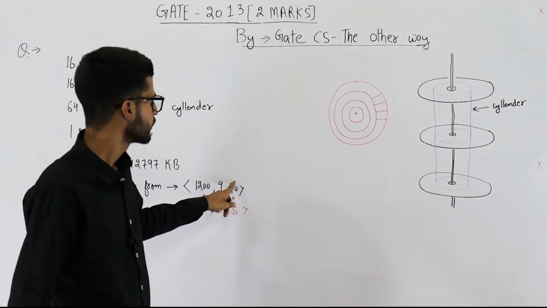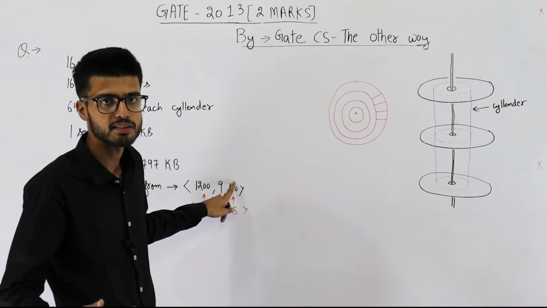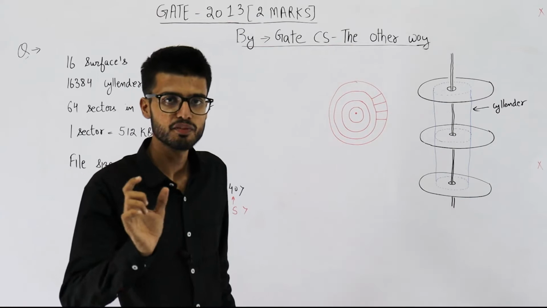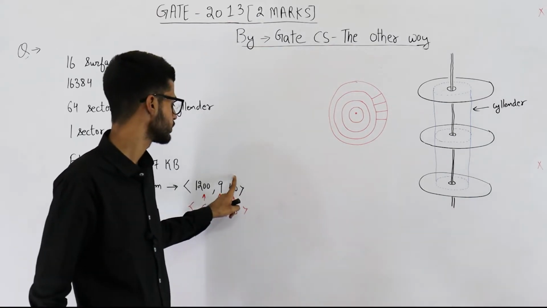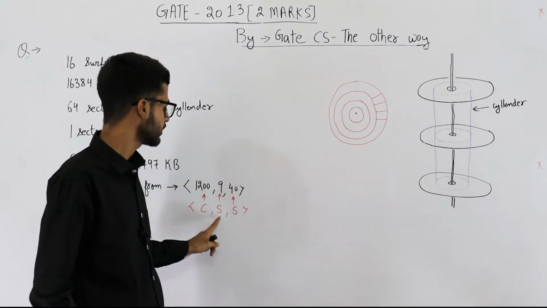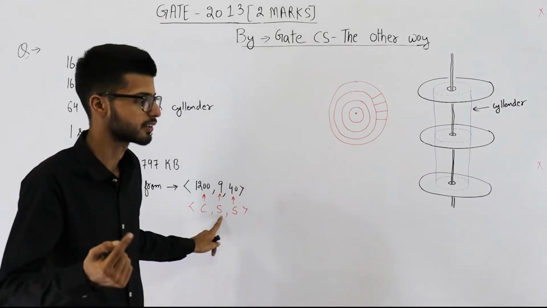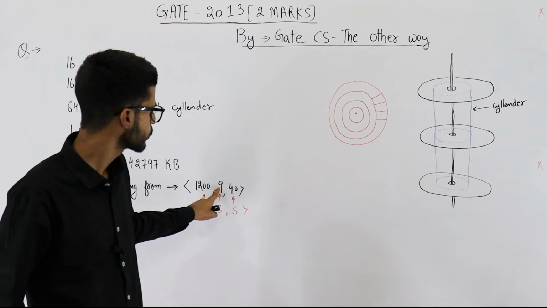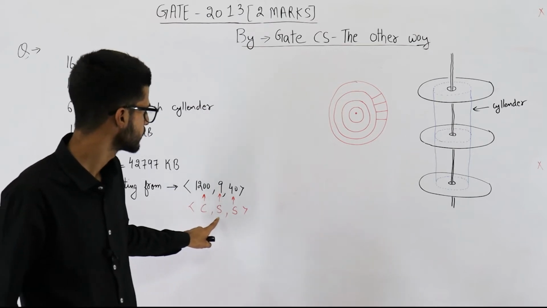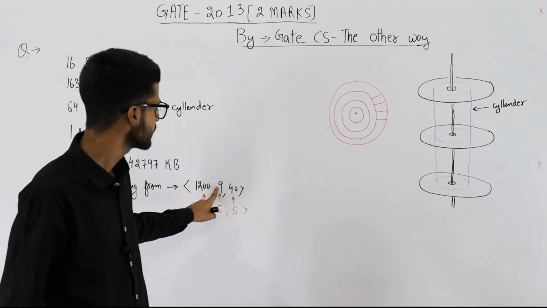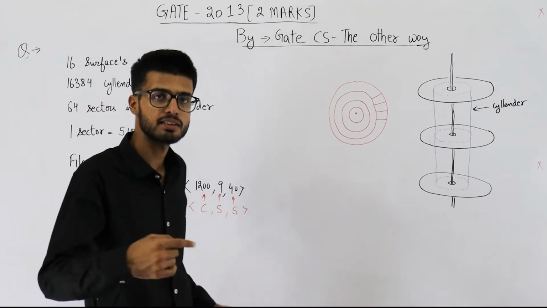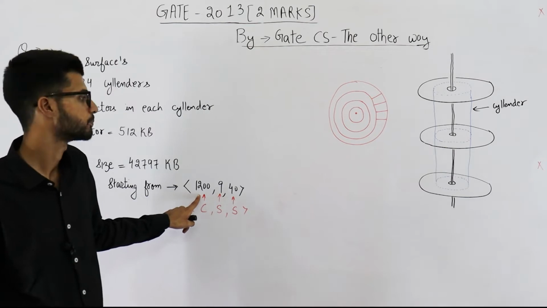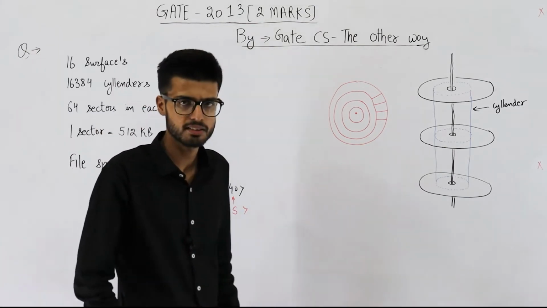First of all, sector number changes very rapidly. That means once you save 64 sectors, this is going to change. Then you will just increment one surface. 64 continuous sectors are saved. You will just go to the next surface. This is cylinder, surface, sector. Once 16 surfaces are also finished, you will just change the cylinder. Okay. So enough of this. Let's try the question now.